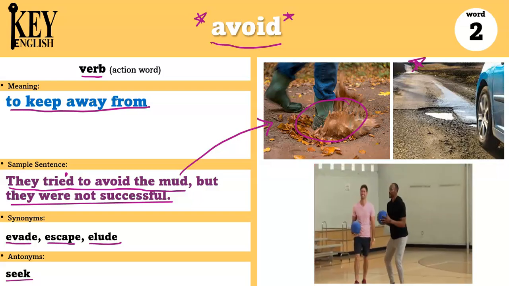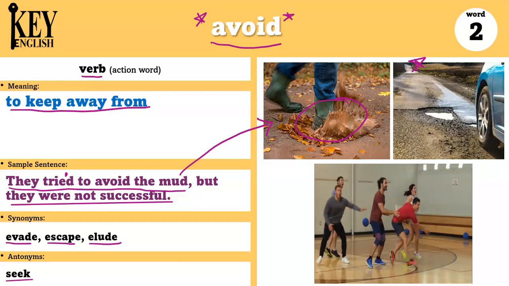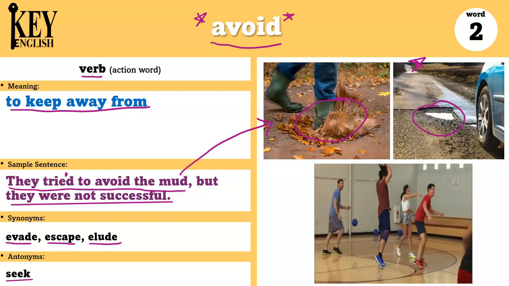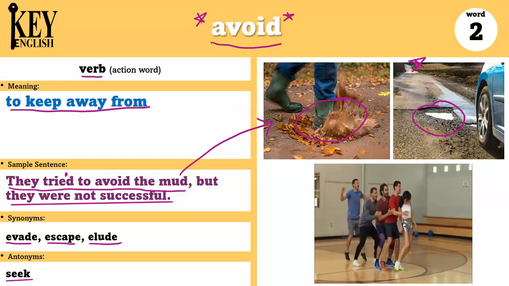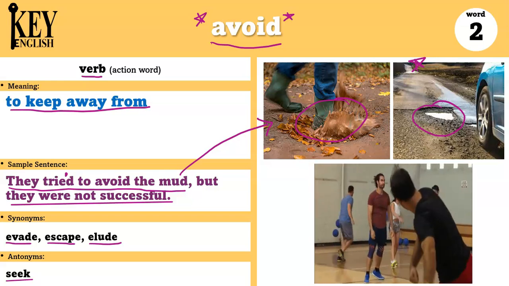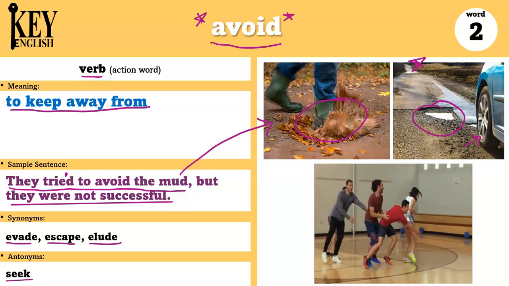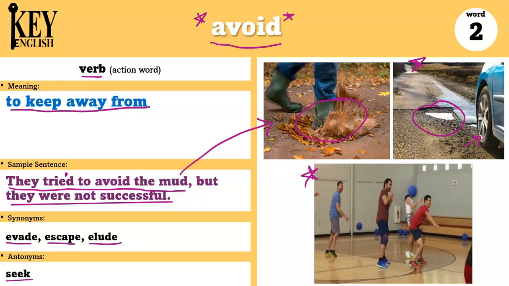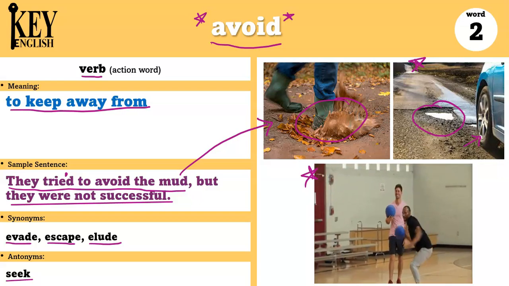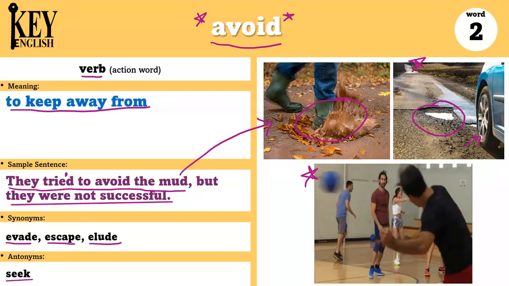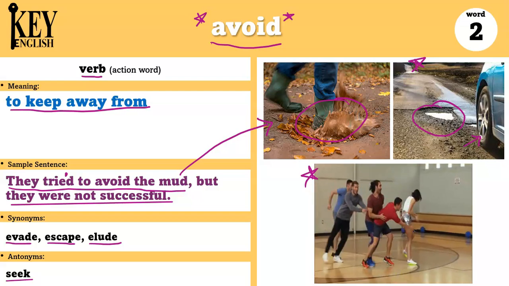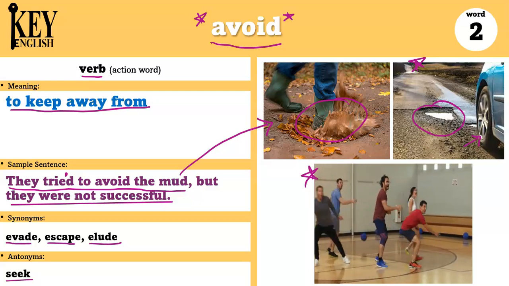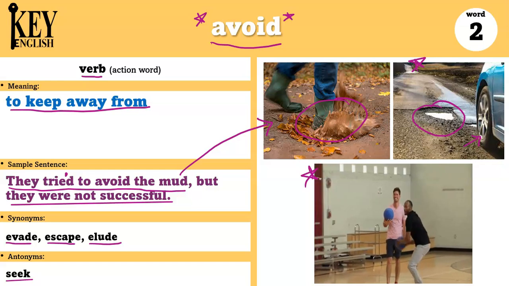In this picture here, you can see there's a car driving, and in the road, there's a hole. Usually, cars try to avoid the holes in the road because it can damage their tires. And maybe you've played this game before. This game is dodgeball, where there's a group of people and they try to avoid the ball that the other team is throwing. So this is our word avoid. Are there any things that you try to avoid?